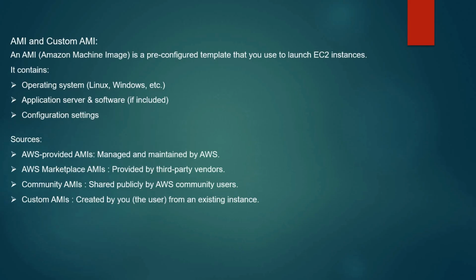So without AMI, we can't launch the instance. This is a very important point. Without AMI, we can't launch the instance. And we have 4 sources of AMI. One is AWS provided AMIs. Another is AWS Marketplace AMIs, then community AMIs and custom AMIs.